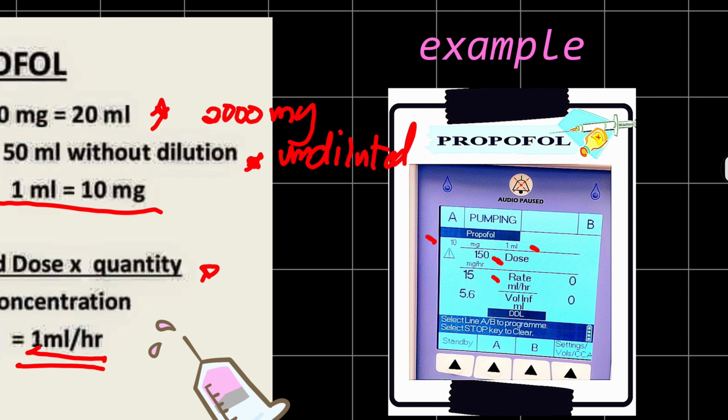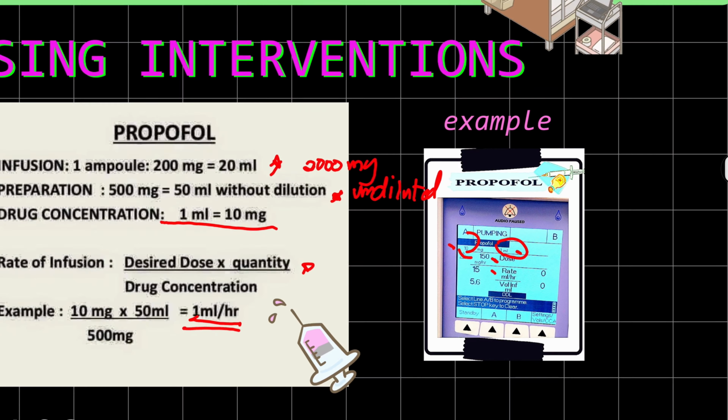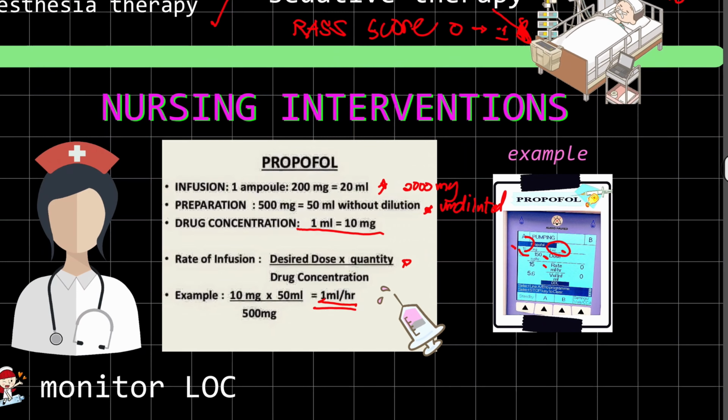Does that make sense? Yes. So basically, what you're going to enter in this infusion pump is the concentration, which is the 10 milligrams, and how many ml that is. The infusion pump will automatically give you these values, which you're going to put on your nurse's notes, document, and endorse accordingly. So that's just a quick review on how you're going to calculate propofol and how you're going to prepare it.